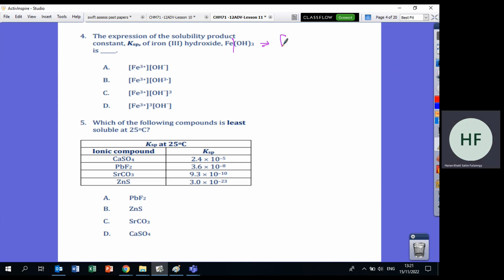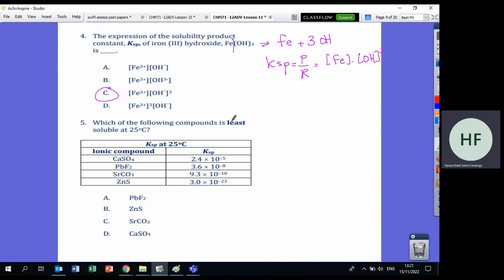Okay, this will give you Fe plus 3OH. So the Ksp will be products over reactants: Fe times OH to the power 3, over 1, which is over nothing. So Ksp equals Fe times OH to the power 3. So this is the answer.